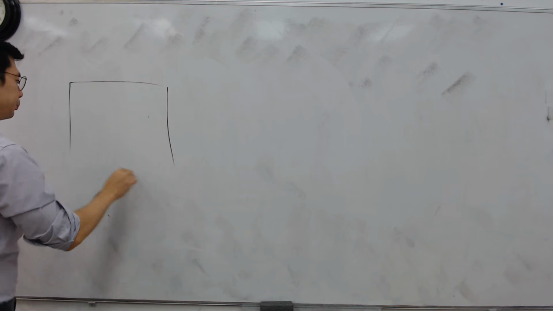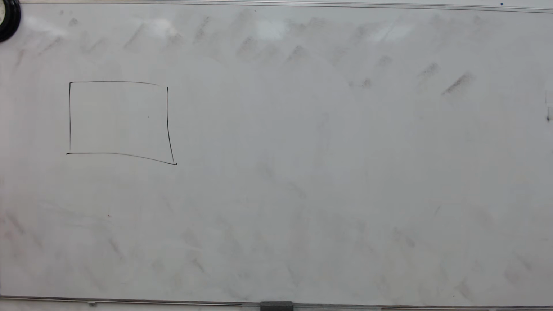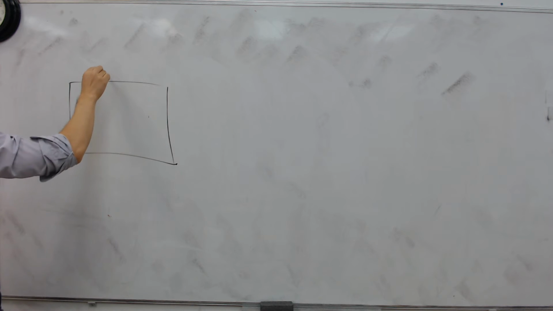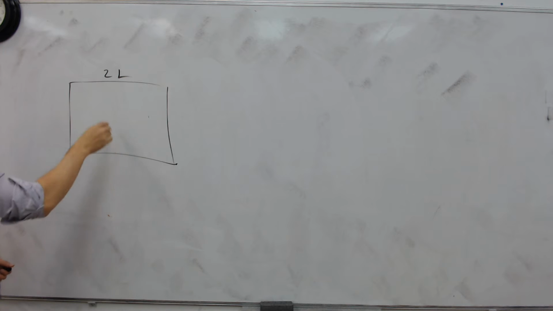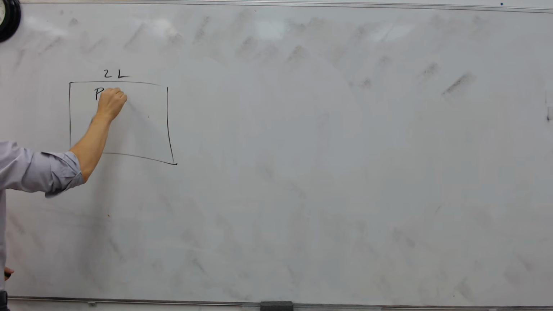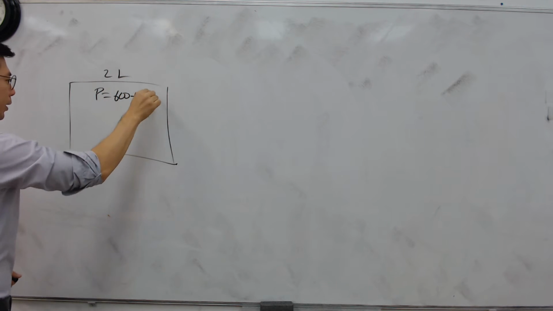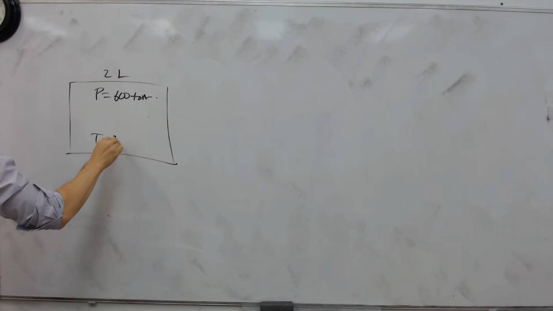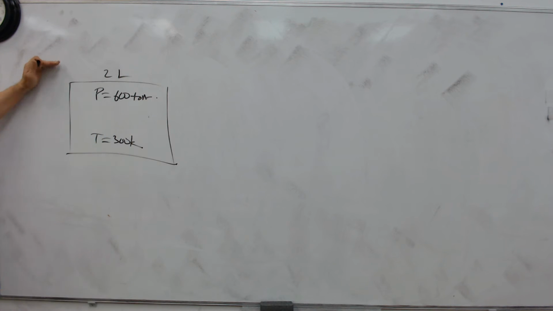So kind of an example, right? Something that you'll see in the homework, or on the AP, is they give you information about the gas in the container itself. So for example, guys, this is a 2-liter container, and the pressure of the container is 600 torr, and the temperature is equal to 300 Kelvin.